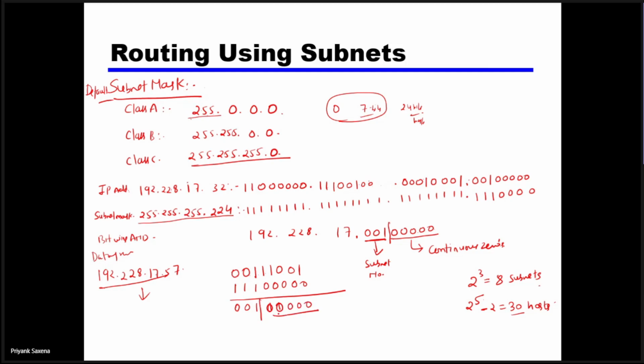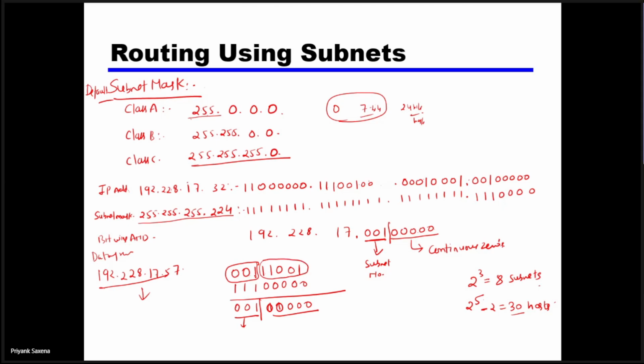So contiguous zeros start from this. So the subnet number is 1, right? I got the subnet number, and from these 5 bits, okay, in this 57, I will remove these 3 bits, right? And this will provide me the host address. What is the host address?